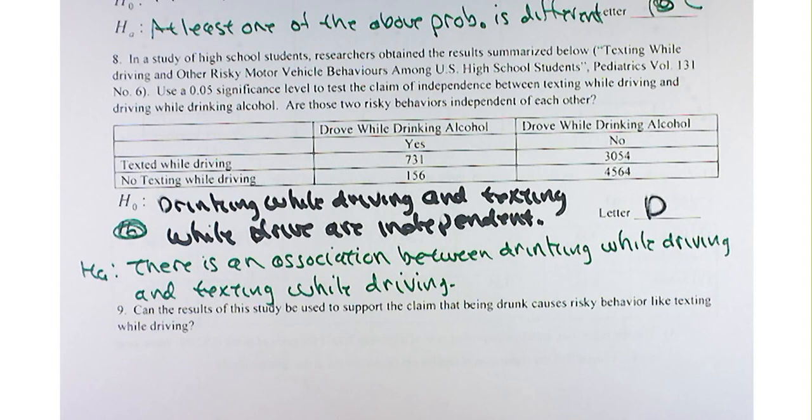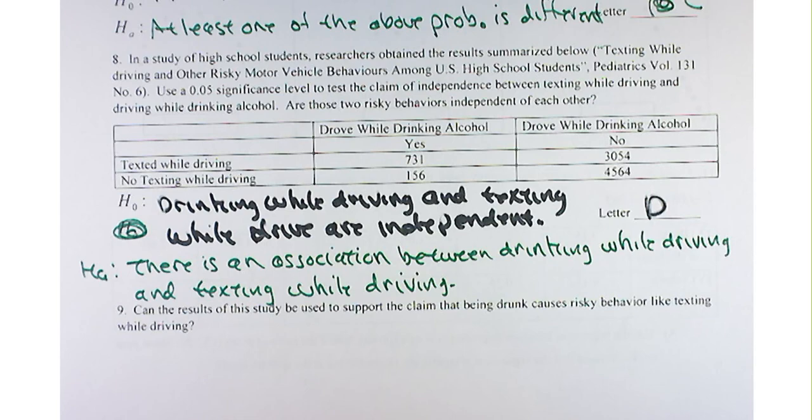There's a nice follow-up question to that. Now, I don't know if anyone actually put in the data and calculated this, but I'm sure that you're going to get an association. All right, I'm sure you reject H naught. Can the results of this study be used to support the claim that being drunk causes risky behavior like texting while driving? Got a couple shakes of the head. Why not? Association does not indicate causation. Yeah, quite simply, association is not the same as causation.